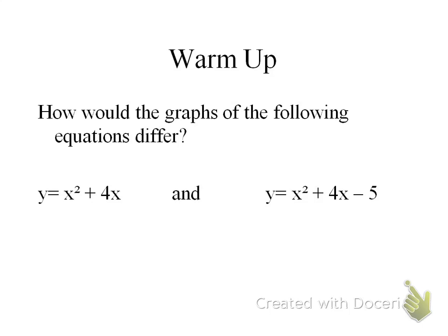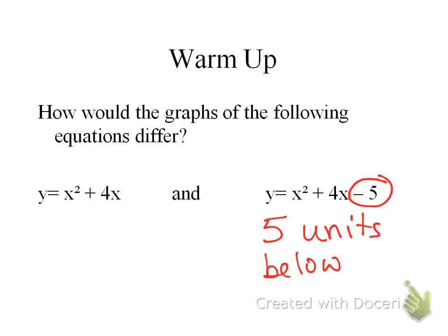Okay, so we know the second one, because of this minus 5, is going to move 5 units in some direction. Yeah, that 5 causes this to be 5 units below or down. I'm going to say below the first graph. So it'll have the same shape, but the second one will just be 5 units below the first one, and I know that's the case because there's a minus 5 on the end.